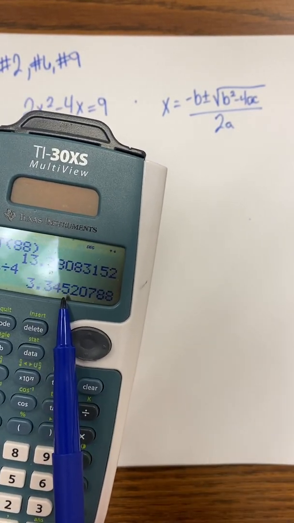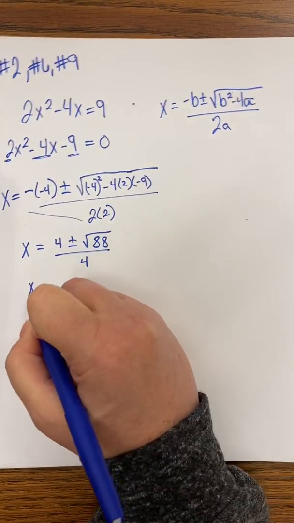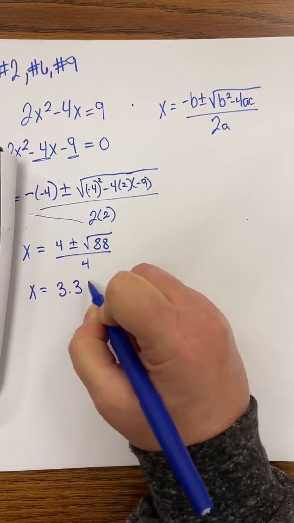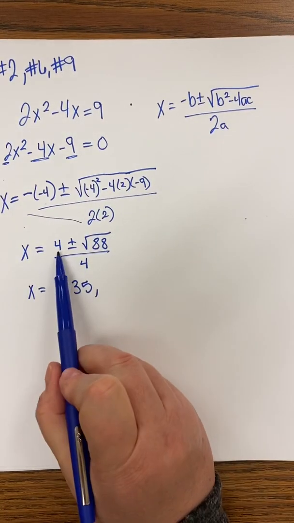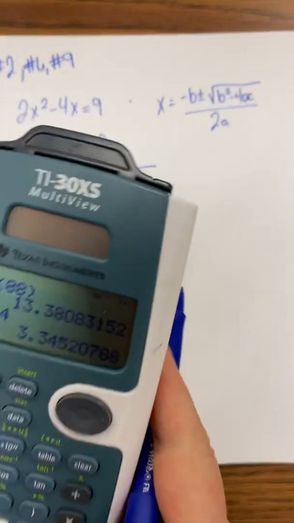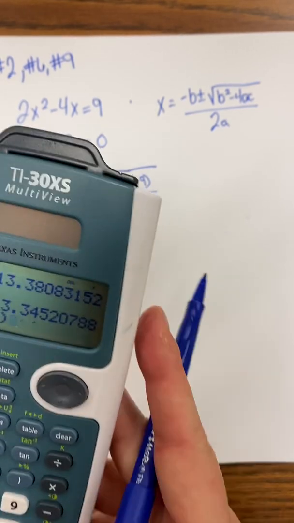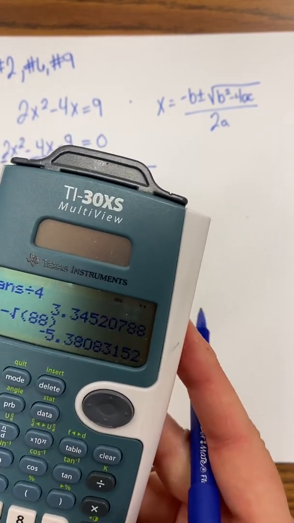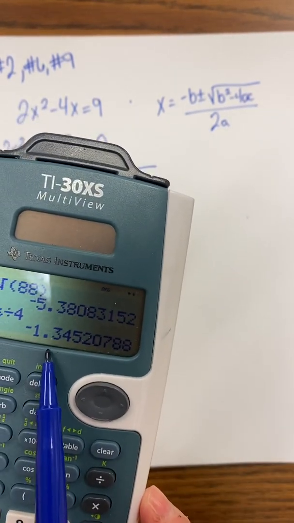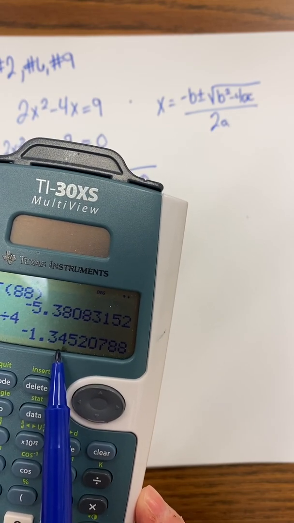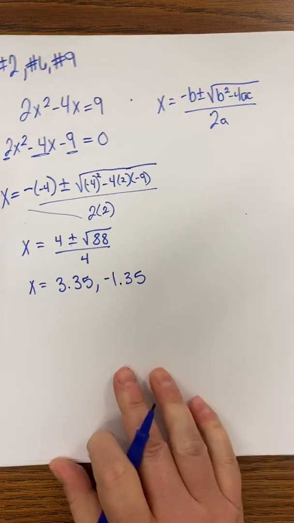So this one is 3.345, and remember you're rounding to the hundredth, so you're going to round that back to a 5. So your first answer, 3.35. Okay? Now we're going to do the second one, which is 4 minus radical 88. Enter. Divide by 4 again. This one's going to be a negative. So negative 1.345. So it rounds back. This 4 rounds to a 5. So negative 1.35. And there's your 2 answers.